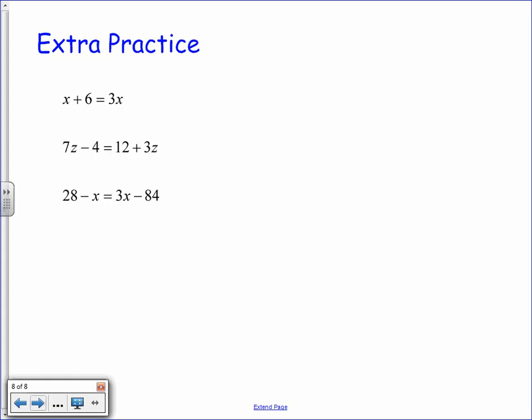And here is your extra practice problems, only 3 for today. So please have these complete for tomorrow. Try them as best you can. And your directions, of course, are to solve, then check. Good luck.